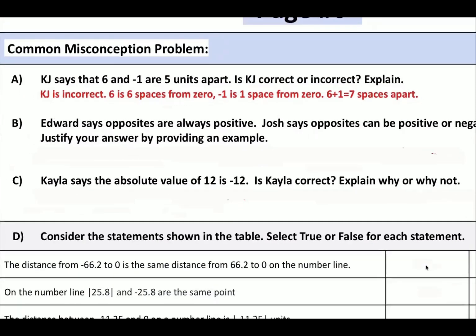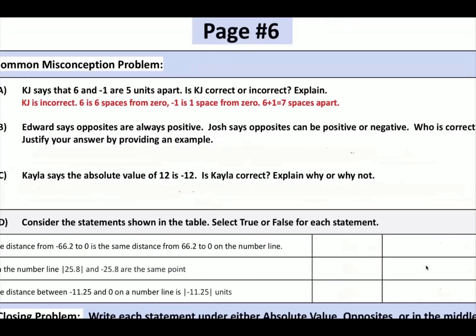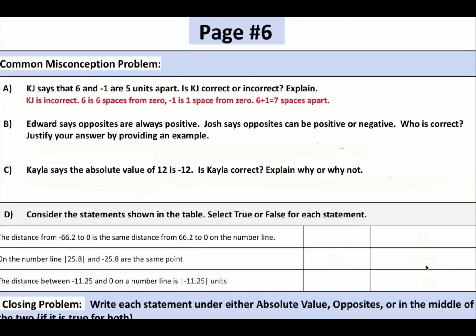B says, Edward says opposites are always positive. Josh says opposites can be positive or negative. Who is correct? Justify your answer by providing an example. Well, in this one, Josh is correct. Opposites can be positive or negative. Example, the opposite of 3 is -3. It's okay if you didn't have the same example.